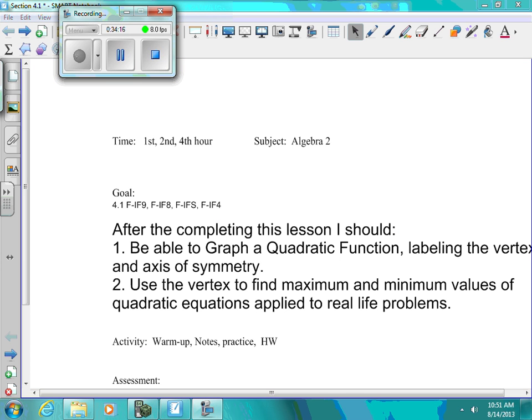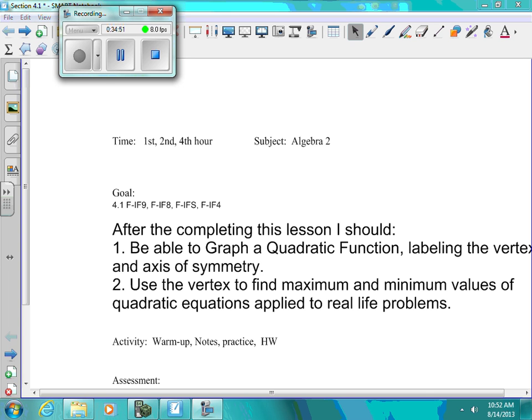Okay. So, wrapping this all up, and we can see, hopefully, looking back at your I can statements, it's the same idea. You should be able to graph a quadratic function, label the vertex and axis of symmetry. I think we covered that. Hopefully you feel more comfortable with it. By the end of tomorrow, you should be mastered at it and practice in class. We also discussed at the end how to use the vertex to find maximum, minimum values of a quadratic equation.